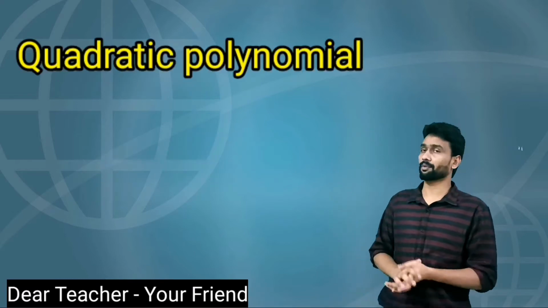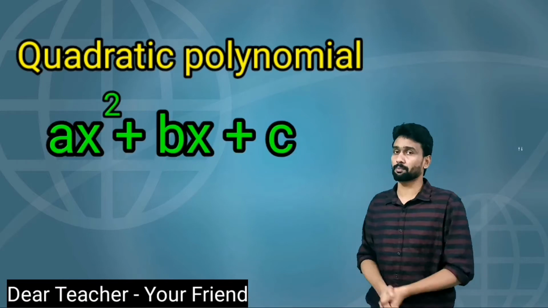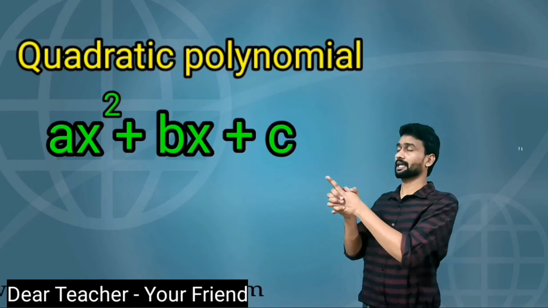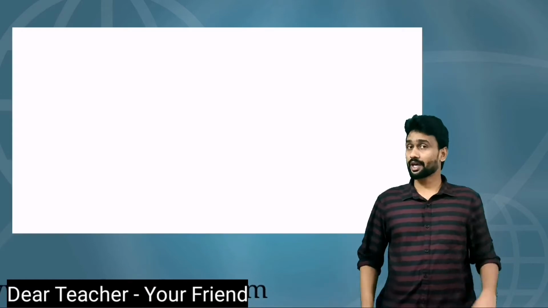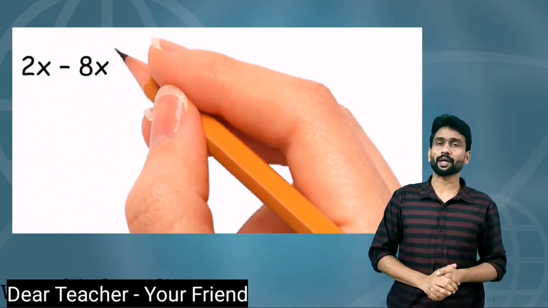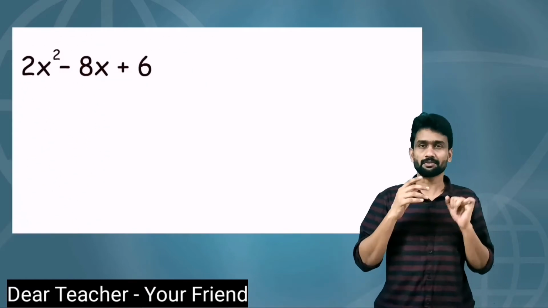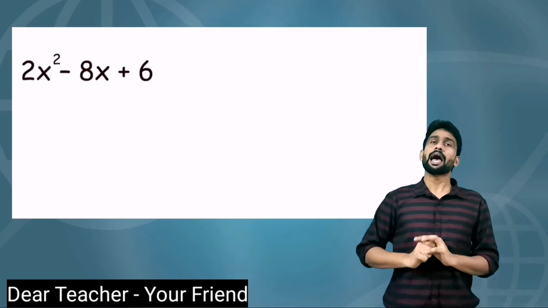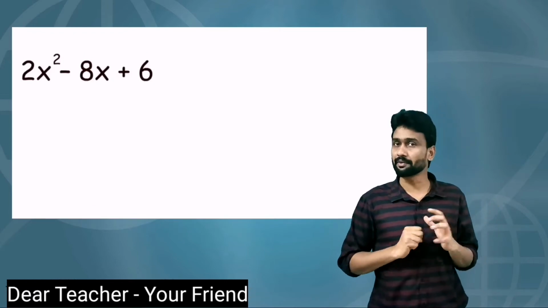What is a quadratic polynomial? ax square plus bx plus c, that is a quadratic polynomial. Look at this example, 2x square minus 8x plus 6. First we can find out the zeros of this, and we can find out the relationship between them.